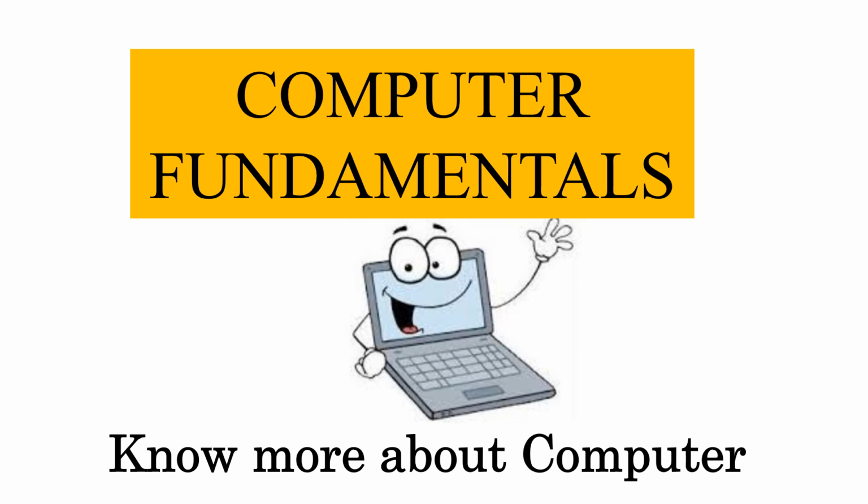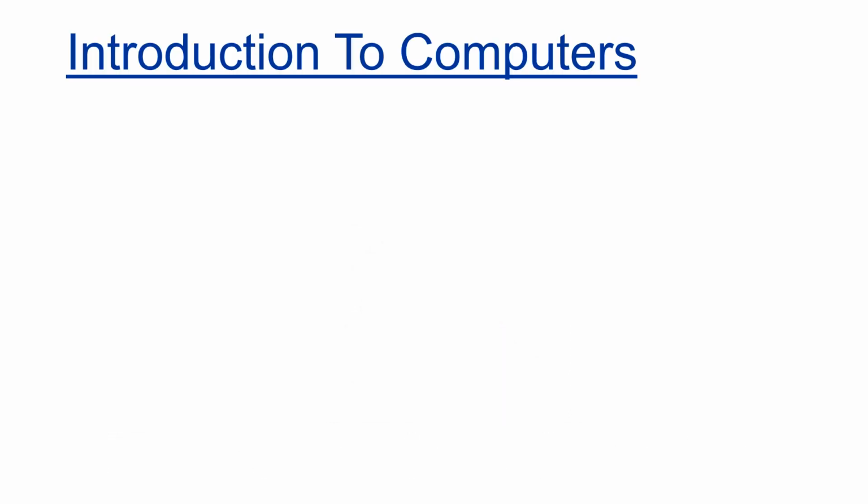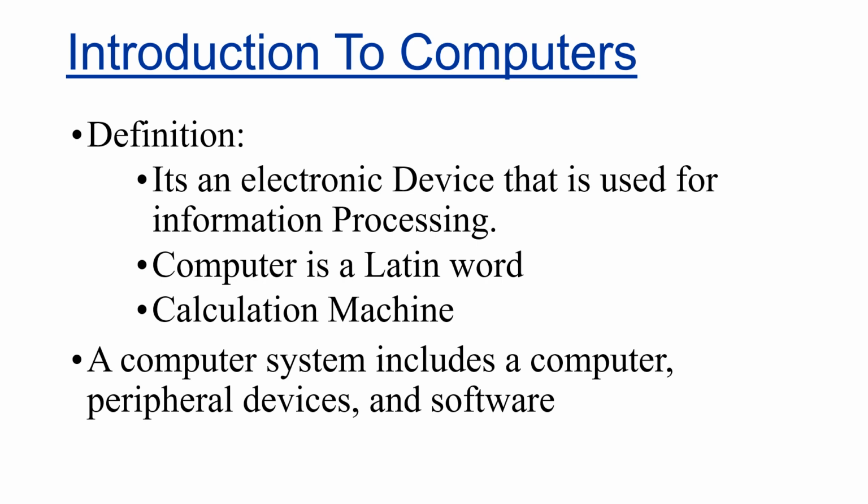So moving on to our topic. Introduction to computers. A computer is an electronic device which is used for information processing, and the word computer has come from a Latin word. It is also called a calculation machine. A computer system includes the computer, peripheral devices and software.